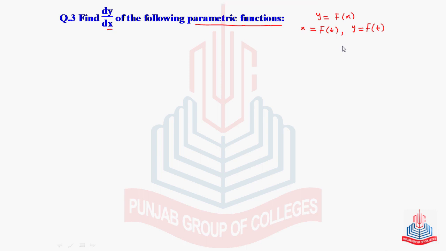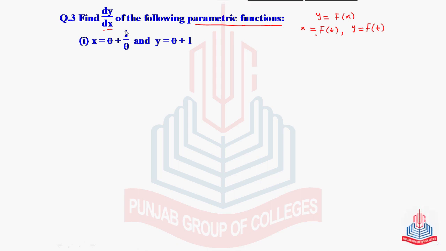As I say, y is equal to f of x is not given in this case. The given function is in the form x is equal to f of t and y is equal to f of t, or x is equal to f of theta and y is equal to f of theta. Then by differentiating both of these functions separately, and by using chain rule, we will form our required dy by dx. Now we will explain this with the help of these questions.